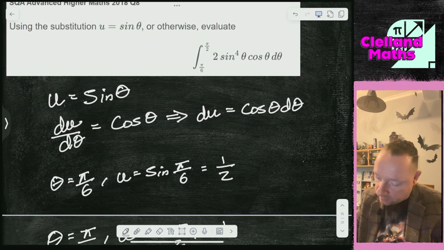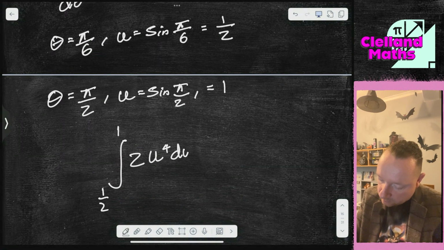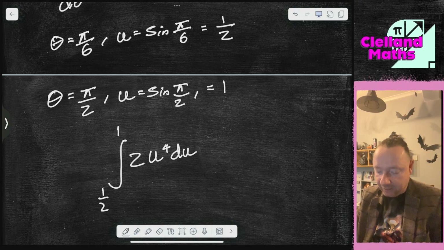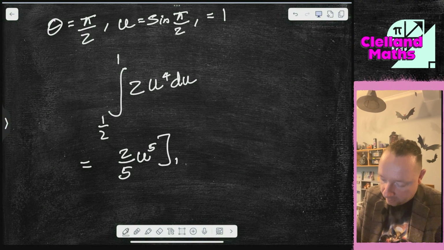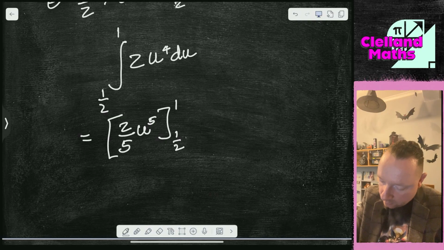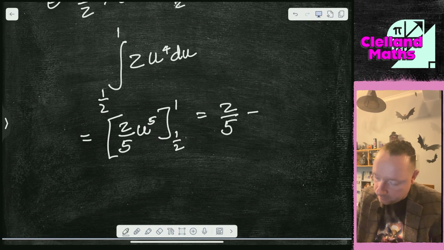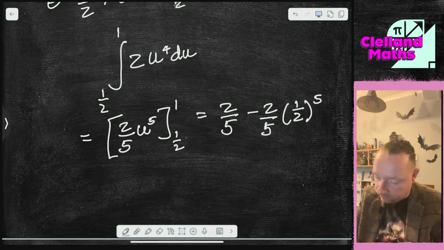Cos theta d theta is the u. Well, that's handy. So that's nice, easy to do. So that gives me 2/5 u to the 5 between a half and 1. Subbing in then, we get 2/5 minus 2/5 again of a half to the power of 5.